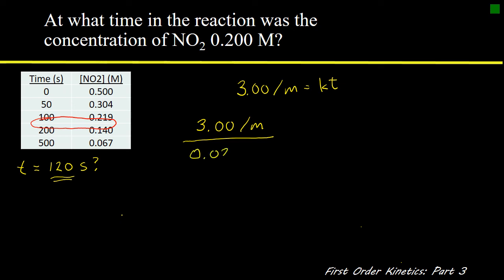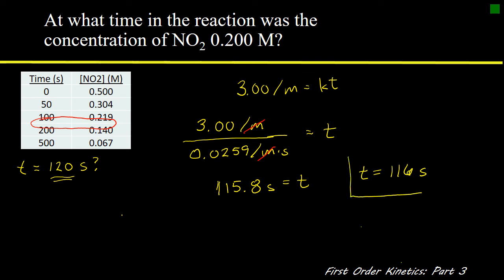K is 0.0259 per molar per second. And if we look at our units, we've got reciprocal molar in the numerator and reciprocal molar in the denominator, so those cancel. We're left with seconds in the denominator of the denominator, so that's going to come up to the numerator, just as we would expect since we're calculating a time. And put that in your calculator, and I got 115.8, right? And that's good. That's right about what we estimated by looking at the data table. So if we're rounding to 3 sig figs, we'd report that as 116 seconds.